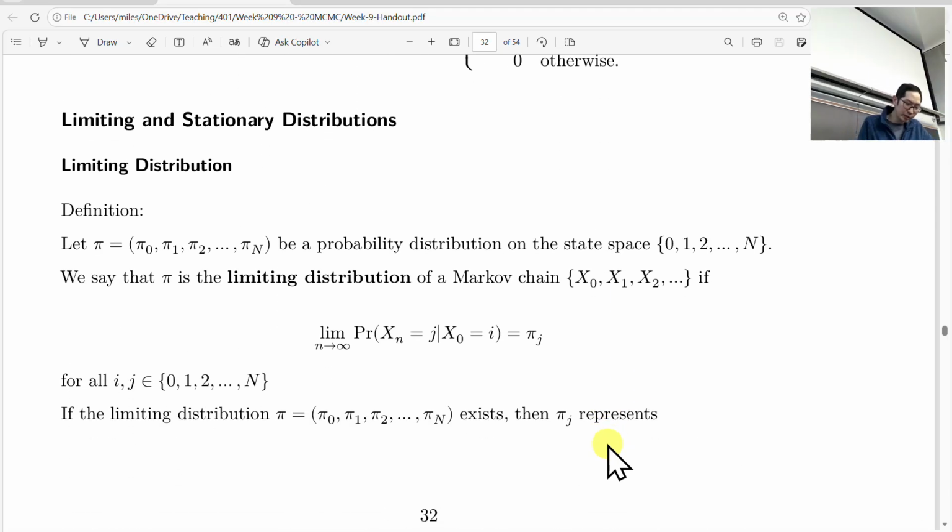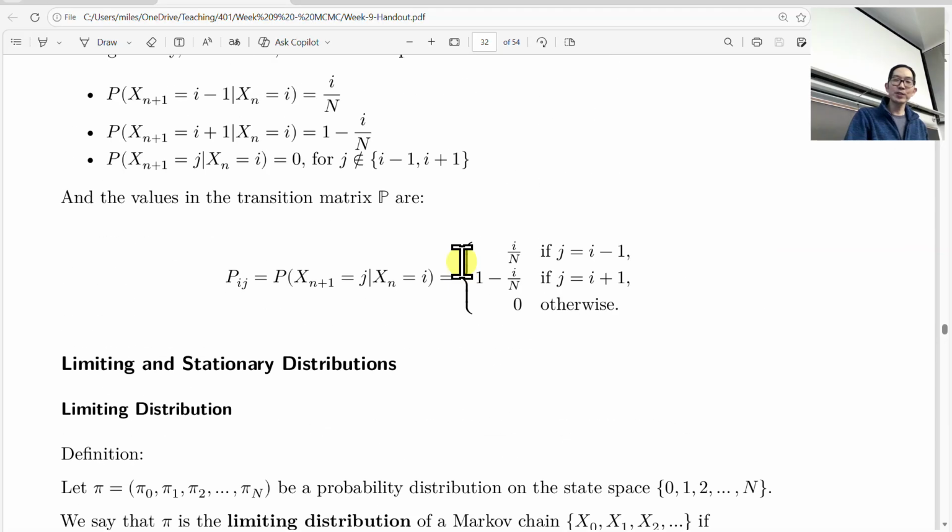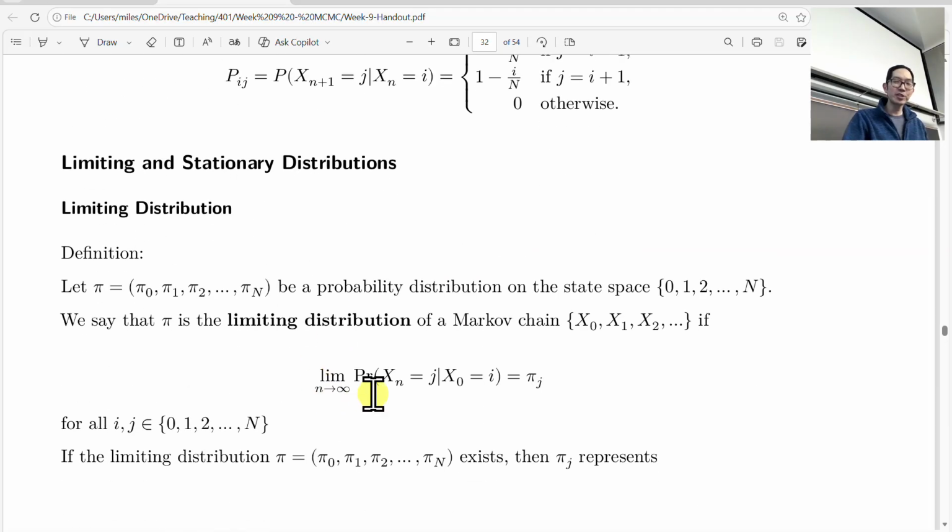A lot of Markov chains will have a limiting distribution, and related to that, a stationary distribution. So we could say this is the probability distribution on some state space, and we'll say that pi is the limiting distribution of a Markov chain if we let this chain run a really long time.